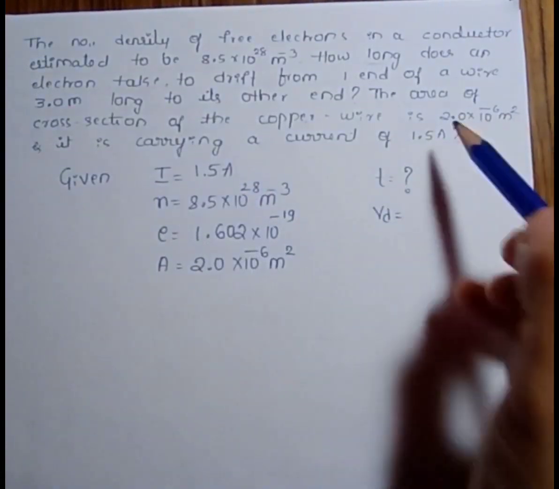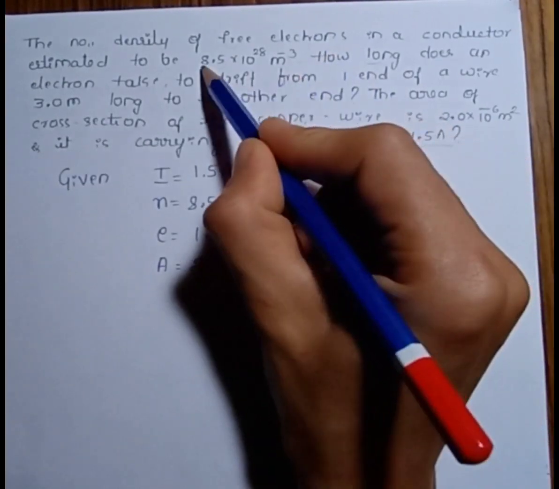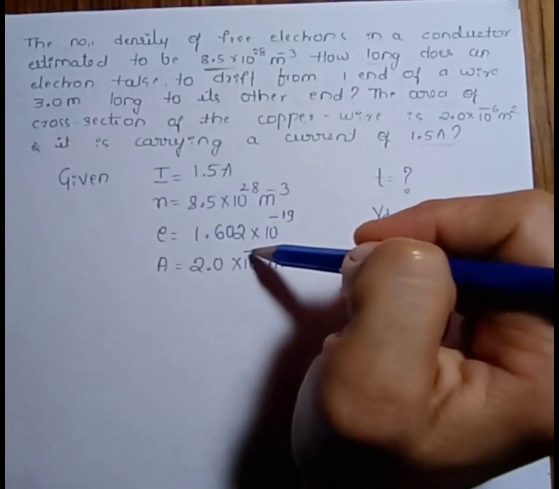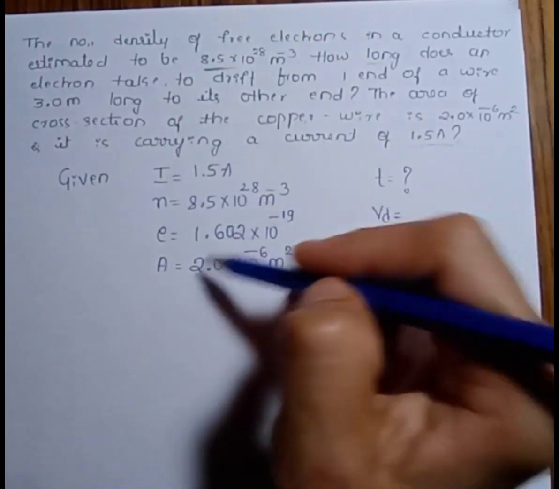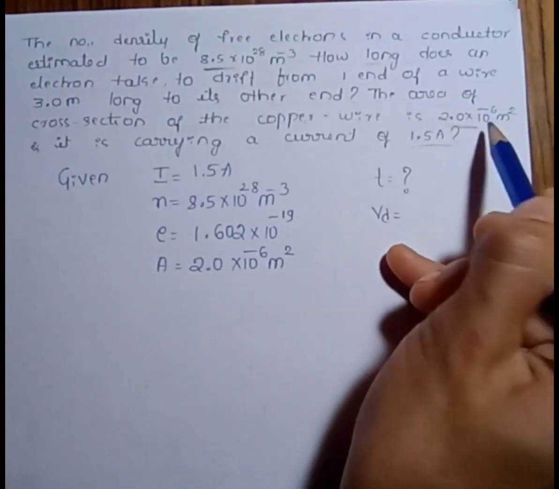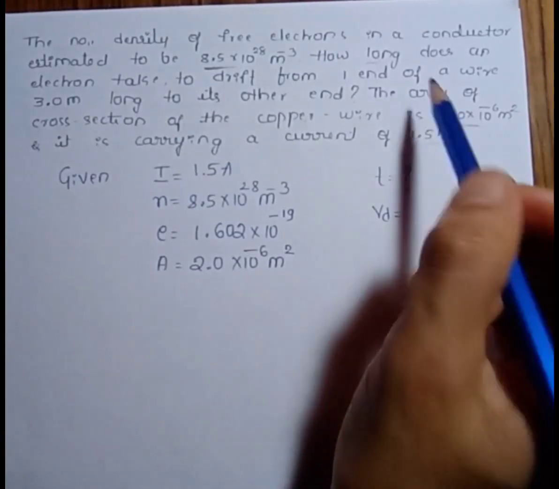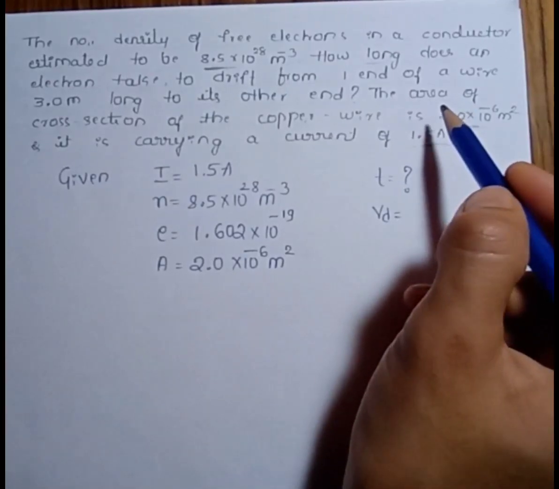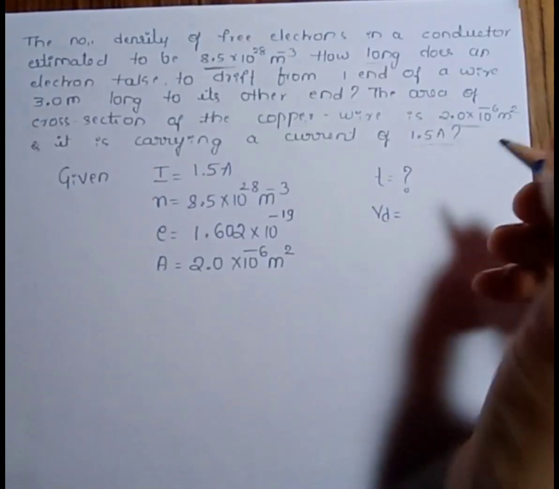Given current I equal to 1.5 amps, number of free electrons is 8.5 into 10 to the power of 28 per meter cube. Charge of the electron we know is 1.602 into 10 to the power of minus 19 coulomb. And the area of cross section is given as 2.0 into 10 to the power of minus 6 meter square. Here what we have to find out is how long an electron takes to drift from one end of the wire to the other end, which means we have to find out the time. How do we find the value of time?